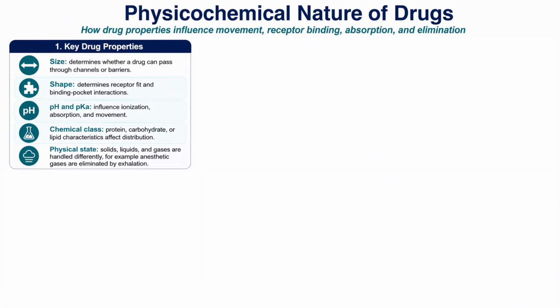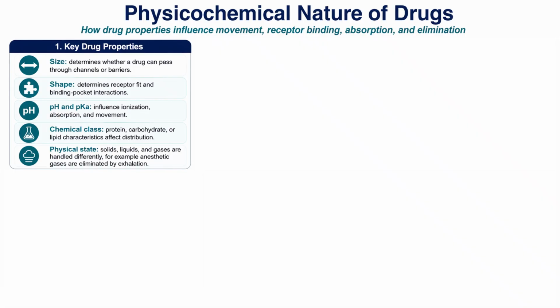So now we're transitioning into the physicochemical nature of drugs. Drugs are chemicals, and their physical and chemical properties strongly influence how they move through the body, where they distribute, what they bind to, and how they're eliminated. All these factors have to be considered. So this slide organizes that idea into four different areas, which I'm going to go through one by one and discuss some of the different elements. Let's start with the key drug properties.